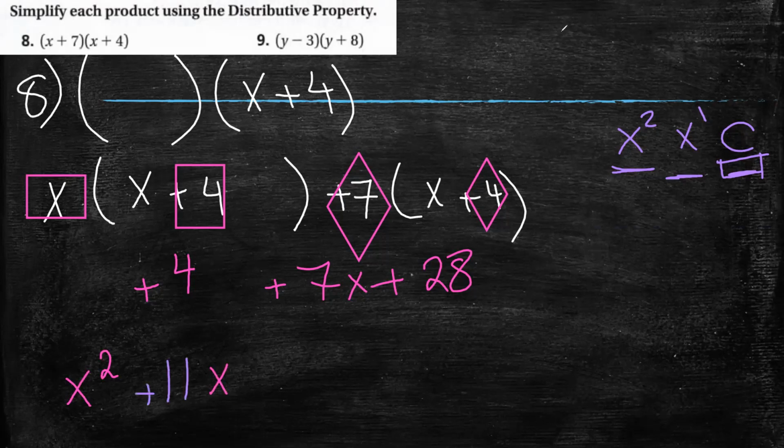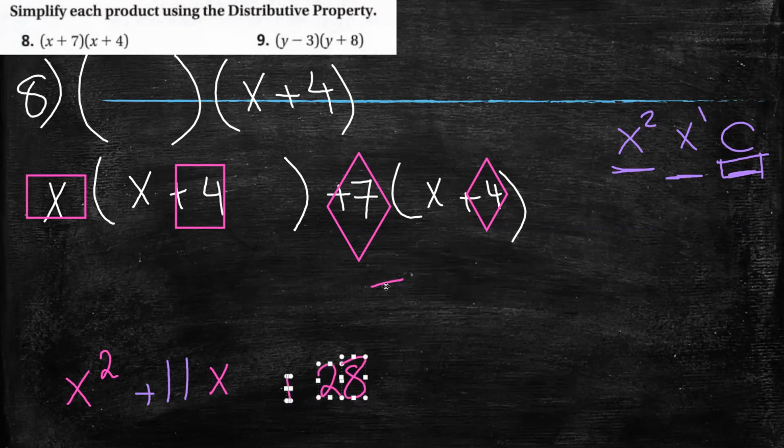Then plus, after that, I will remove them because I already simplified. Which constant did I have now? 28. I will write it down as 28. So the final answer here will be x squared plus 11x plus 28. Is it clear? Yes.